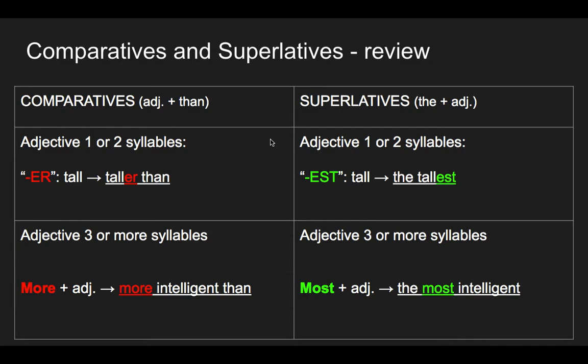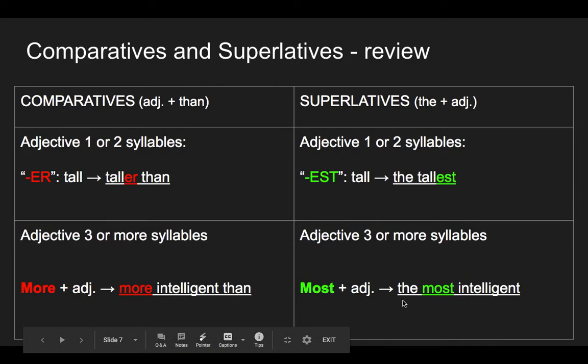Superlatives, one or two syllables, EST. Tall, the tallest. Remember with superlatives, we have to use the and the adjective. The tallest or the most intelligent.